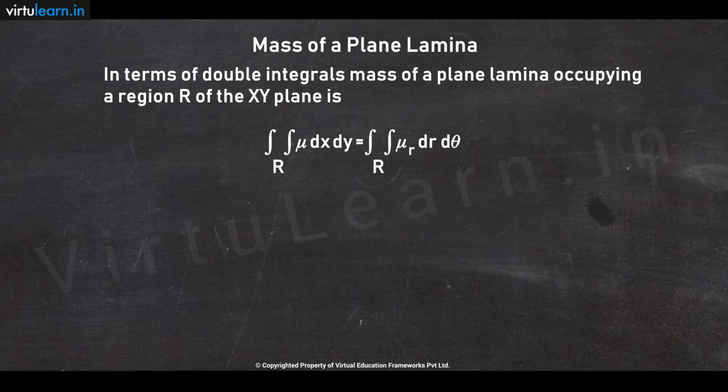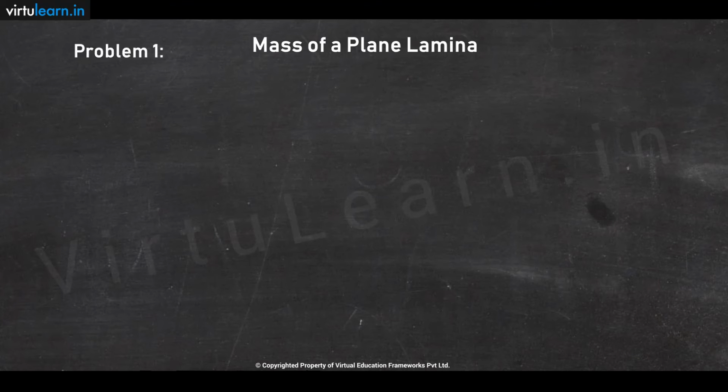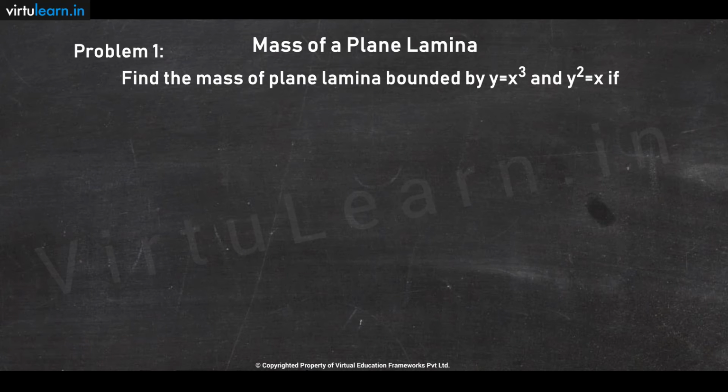The first integral is the mass given in Cartesian coordinates, and the other one is given in polar coordinates. Let's now discuss problems on determination of mass. First one, find the mass of a plane lamina bounded by y is equal to x cube and y square is equal to x, if mu or mass per unit area is equal to k into x square plus y square, where k is a constant.